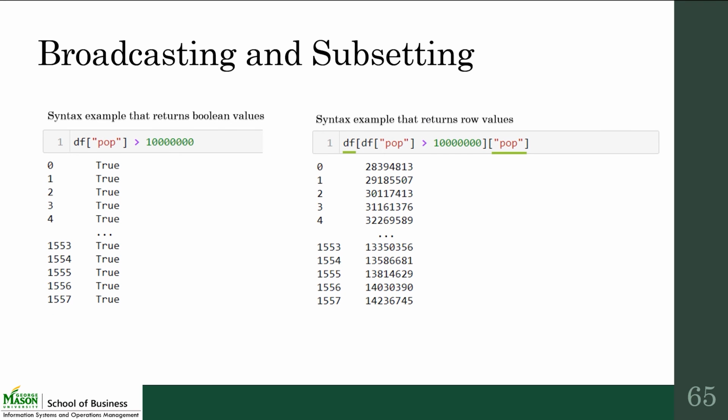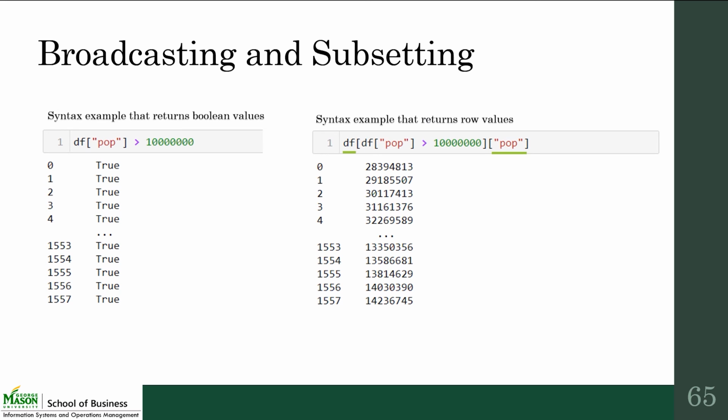For comparison, the syntax on the left is what was shown previously, which includes the Boolean values. When broadcasting, the logical condition is checked for every row in the population column. The syntax on the right involves subsetting the data frame. The numerical results are displayed only if the rows are true, meaning that they are greater than 10 million.